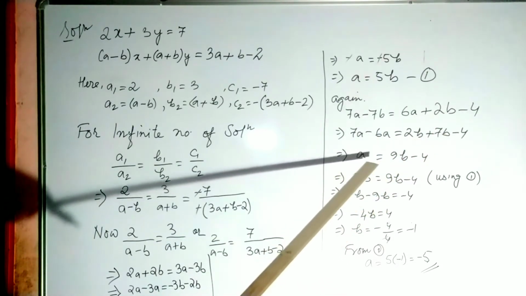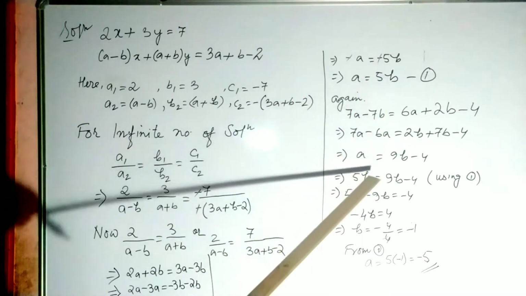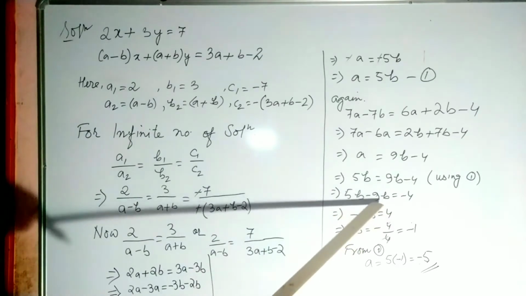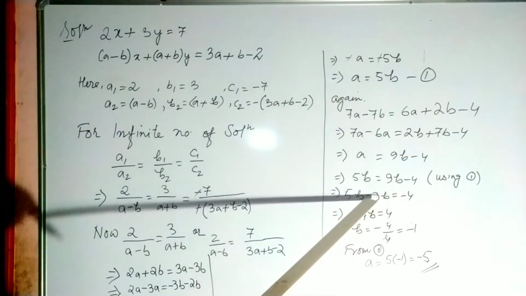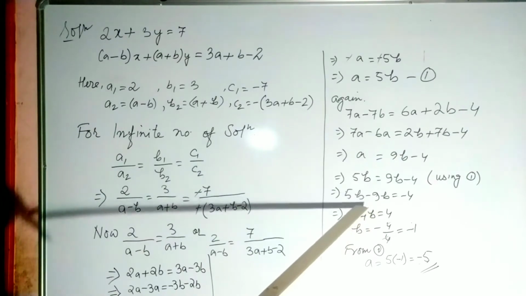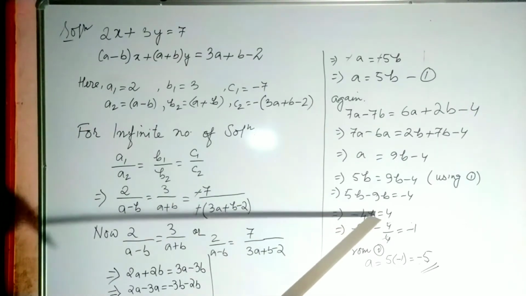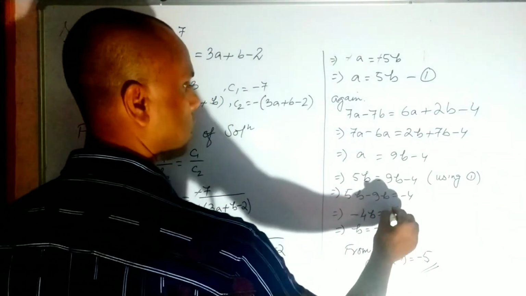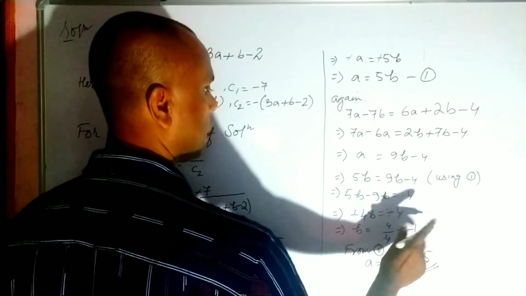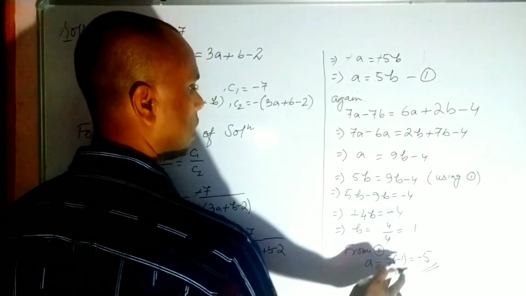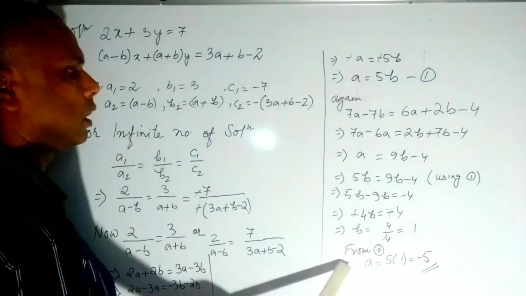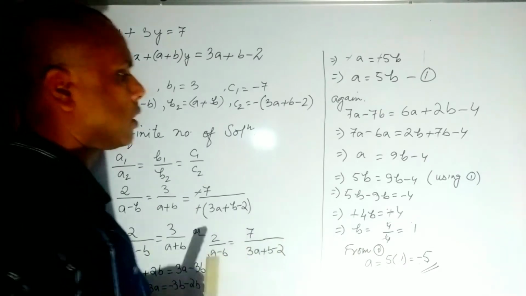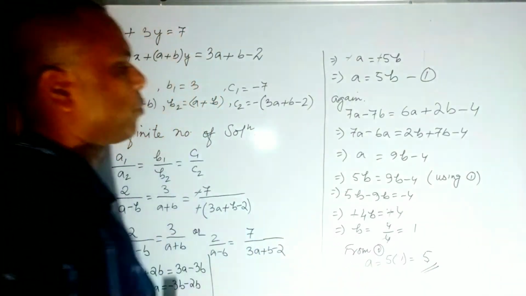Use the value of a, 5b in this part here, so 5b equal to 9b minus 4. 5b minus 9b, bring it to the left, 9b becomes minus. So we have 5 minus 9 as minus 4b equal to minus 4. Then we cancel this negative sign, and 4 divided by 4 is 1, and from this we have a equal to 5 into b, b is 1, so 5 1 is 5 is our answer.